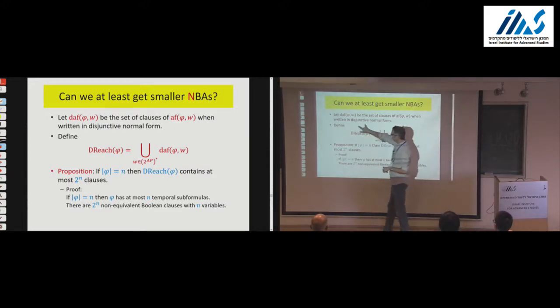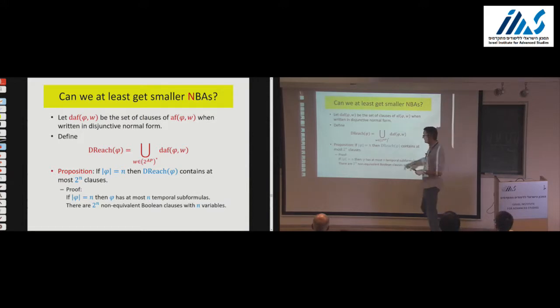Let this be the set of clauses in the formula. Then you can define the set of clauses that you can reach, that you can generate when you are unfolding the formula, when you are constructing this after formula. It is easy to see that this set contains at most 2 to the n clauses, because your formula has length n, so it can have at most n temporal formulas. A clause is a conjunction of temporal formulas, so you have at most 2 to the n. And how can you construct the NBAs?